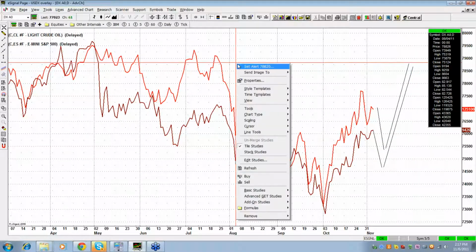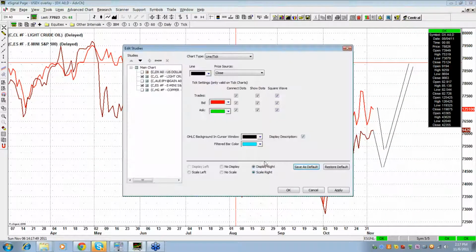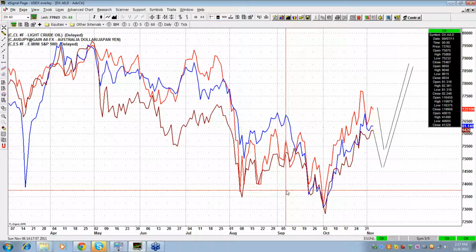Let's keep adding risk assets. And then we go to the Aussie yen. The Aussie yen follows risk assets, as you guys should know.